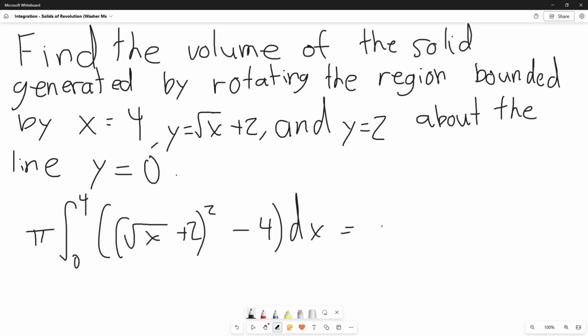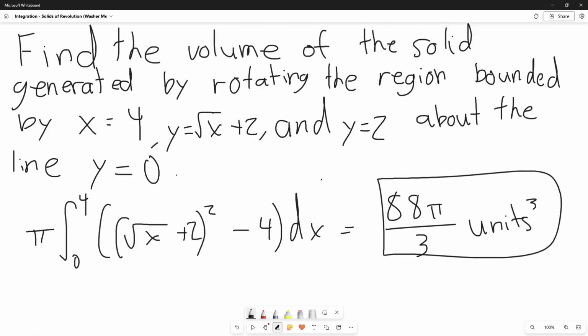And then you can plug this into your calculator. And then you get 88 pi over 3 units cubed. And that's our final answer.